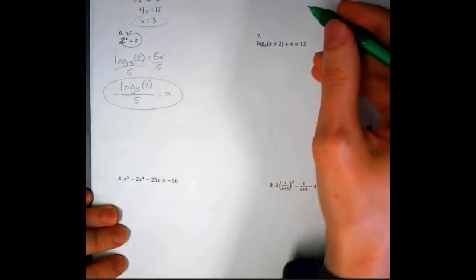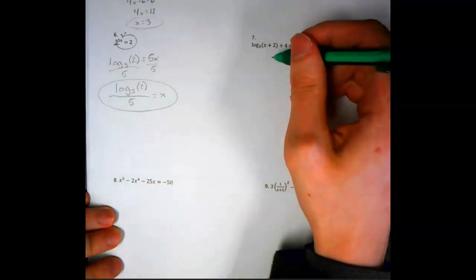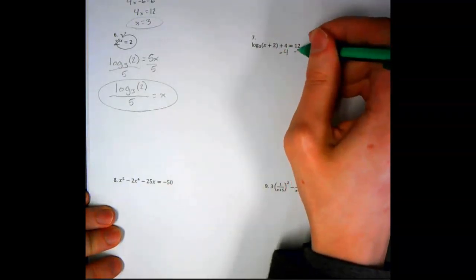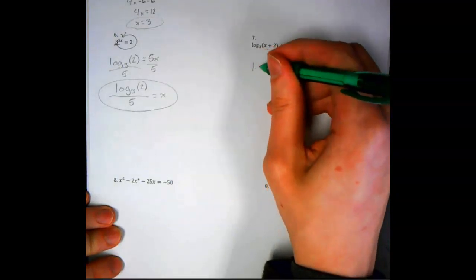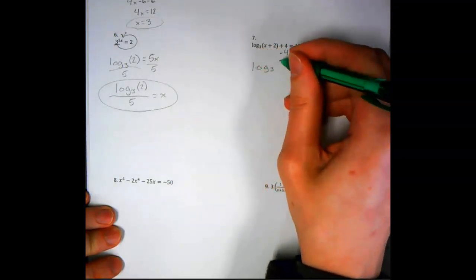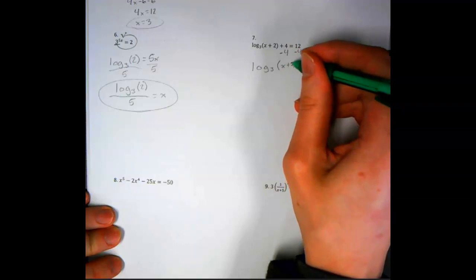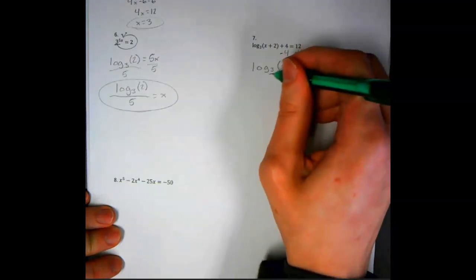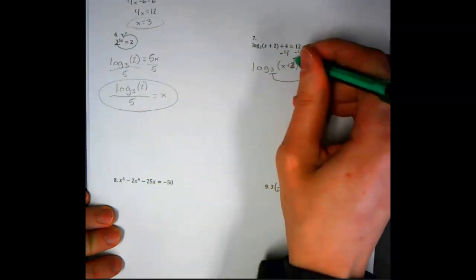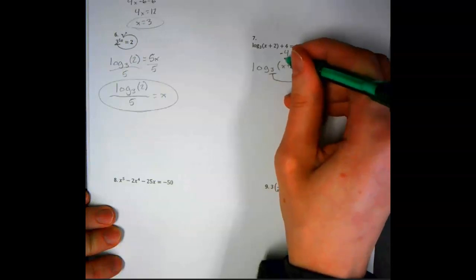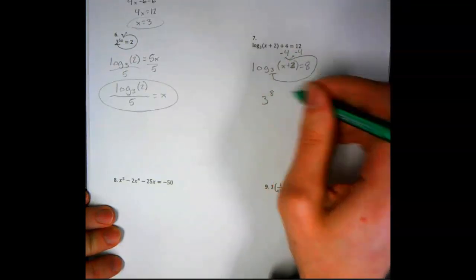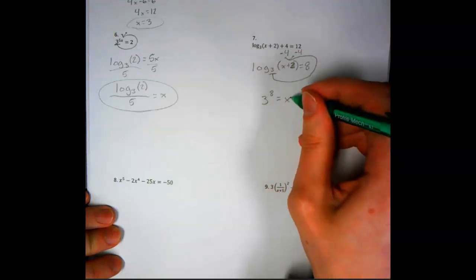For our second problem, we first want to get this back into that logarithm form, so we're going to minus 4 over log base 3 x plus 2 equals 8. Now we can use that same Snell method, and we'll have 3 to the 8th equals x plus 2.